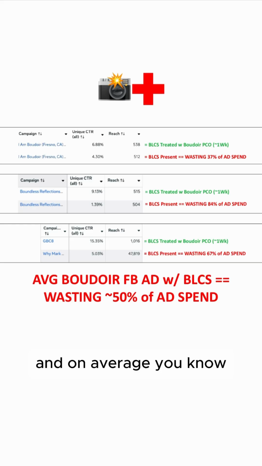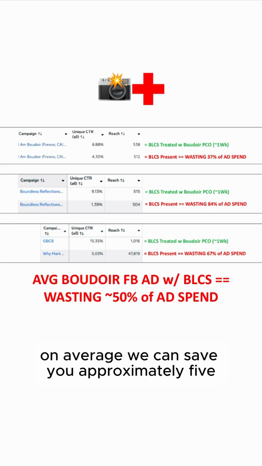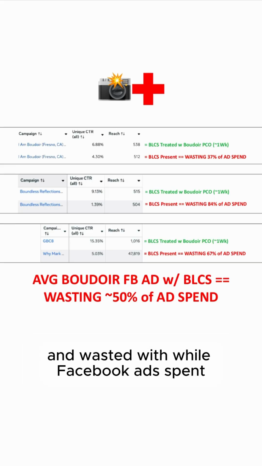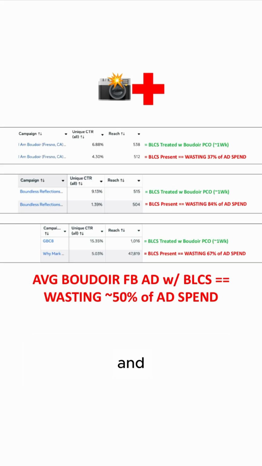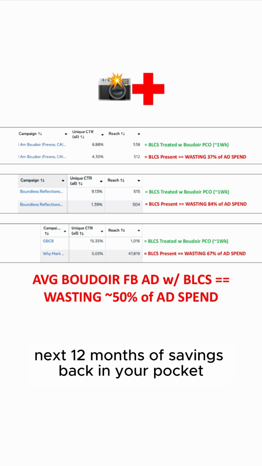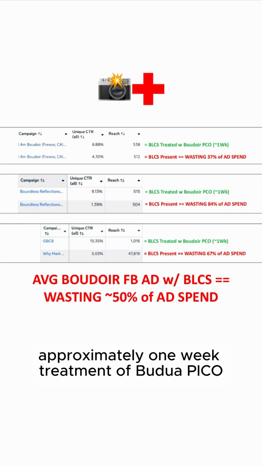And on average, if you're spending more than 10 grand a month, we can eliminate approximately 5 grand a month in wasted Boudoir Facebook ad spend. That'd be approximately 60 grand a year in the next 12 months of savings back in your pocket for simply approximately 1 week of treatment with Boudoir Pico.